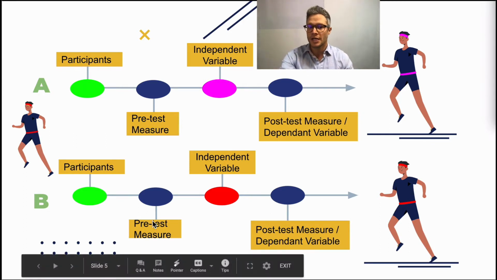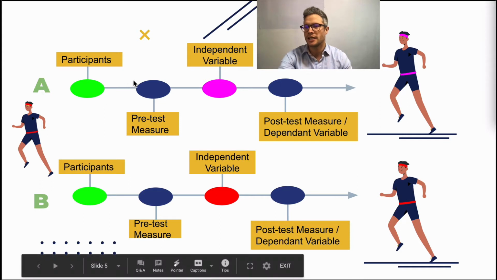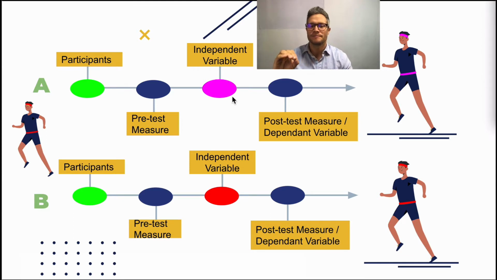I move forward and I have some sort of pre-test measure. Well, maybe I want to double check and make sure things like their training program is similar, their experience is similar, and again, I get them to run a 5K for me, just so I can see, okay, how quick can you do a 5K? Just to double check that I've matched these participants well. And then I introduce my independent variable.